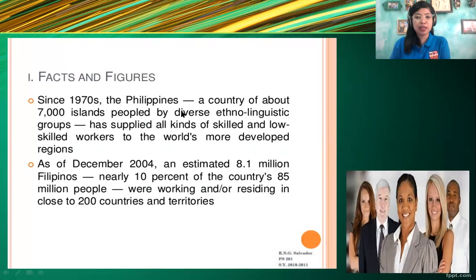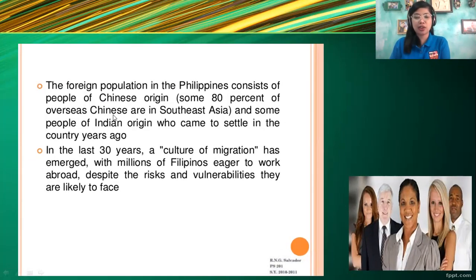Since the 1970s, the Philippines, a country of about 7,000 islands wherein people of diverse ethno-linguistic groups live, has supplied all kinds of skilled and low-skilled workers to the world's more developed regions. As of December 2004, an estimated 8.1 million Filipinos, nearly 10% of the country's 85 million people, were working and/or residing in close to 200 countries and territories. The foreign population in the Philippines consists of people of Chinese origin and some of Indian origin who came to settle in the country years ago. In the last 30 years, a culture of migration has emerged, with millions of Filipinos eager to work abroad despite the risks and vulnerabilities they are likely to face.